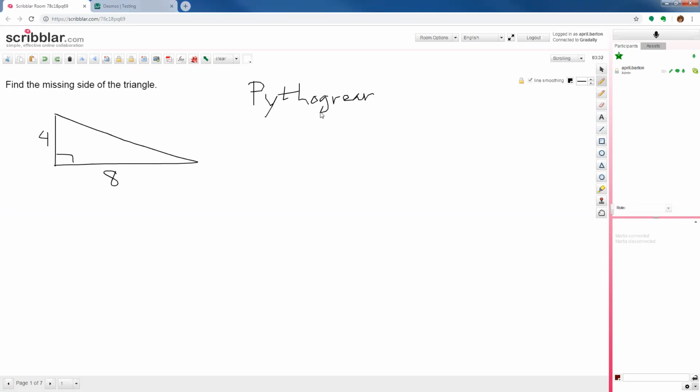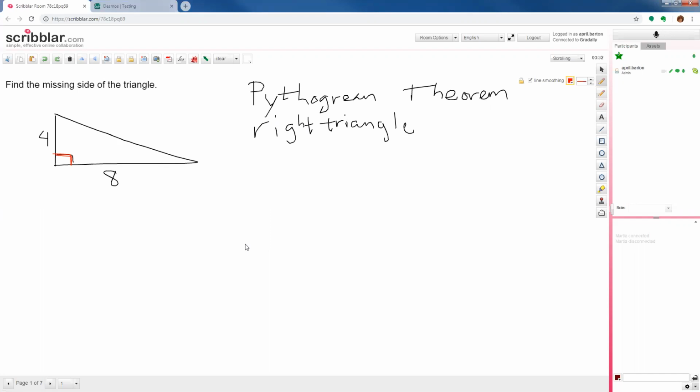I've heard of it before, but I forget what it is. It's specifically only for right triangles. And we know something is a right triangle when, anywhere in the triangle, they have that right angle symbol. So we know for sure that triangle is a right triangle.